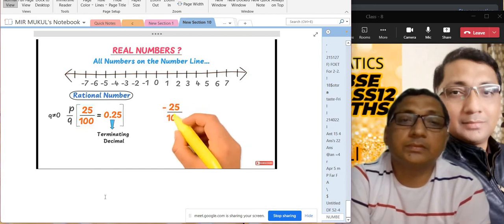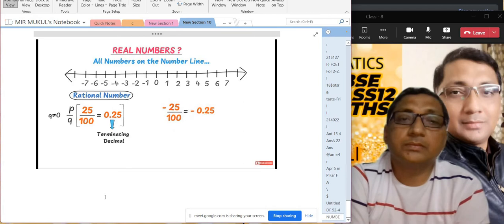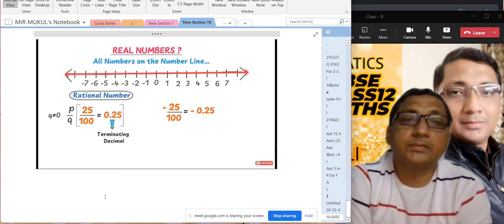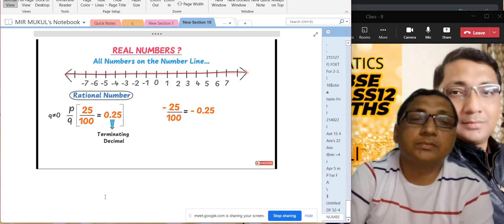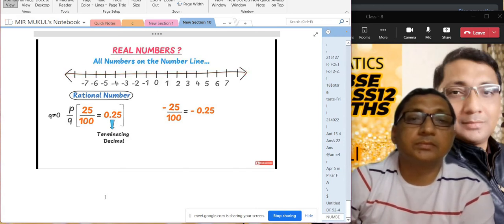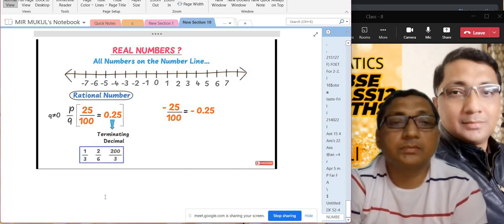Similarly, minus 25 by 100 or minus 0.25 is also a real number because we can spot or plot it on a number line. Now let me ask you what you have learned from this example. Well, we learn that all rational numbers are real numbers because we can spot or plot them on a number line. Thus, all rational numbers like 1 upon 3, 2 upon 6, 200 upon 3 are real numbers.